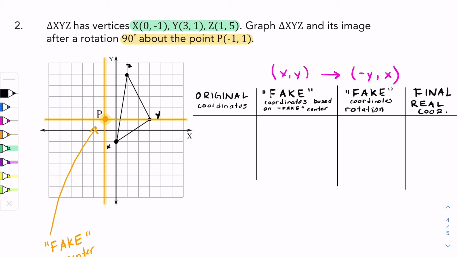Okay, in the first column, we have our original coordinates. I'm going to go one coordinate at a time right through this. Starting with coordinate X, or point X, at 0, -1. If I go over to my new origin, X is at 1, -2. When I apply my transformation rule, X prime is at 2, 1. When I plot X prime based on my fake center of origin, 2, 1 is located here.